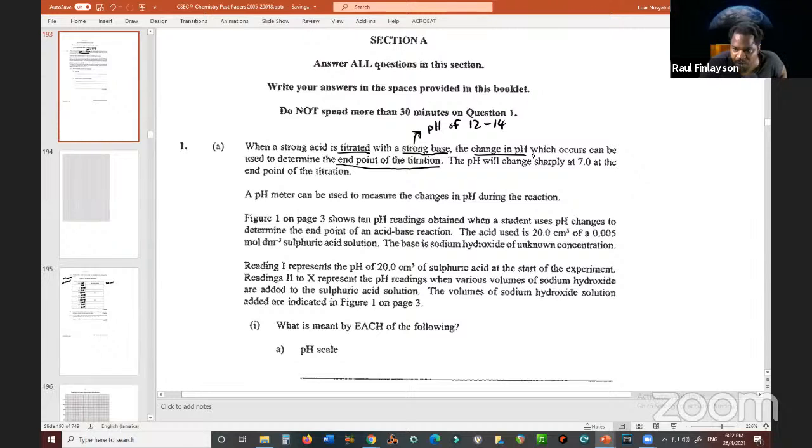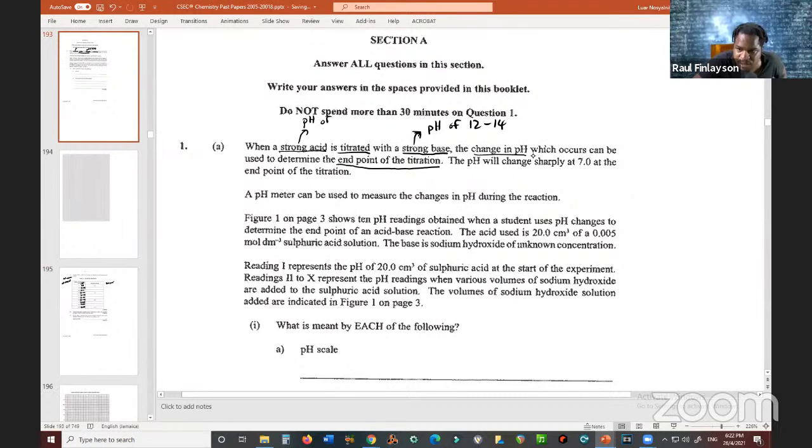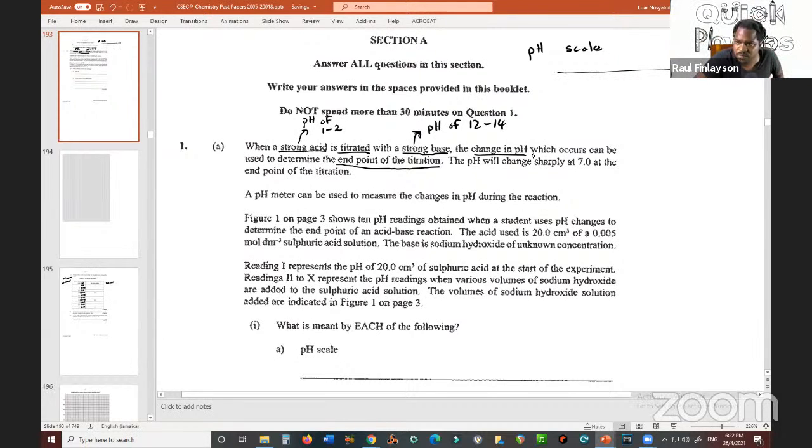I want you to understand that a pH of 12 to 14 is what a strong base will give you. All right, now it's an acid-base titration. Let's find the acid here. The strong acid is right here. The pH of a strong acid will be, let's say, 1 to 2. Yeah, 1 to 2. So what we're seeing here is something that had a pH of 1 to 2 going against a substance that had a pH of, say, 12 to 14. All right. Now, remember that the pH scale goes from which numbers?